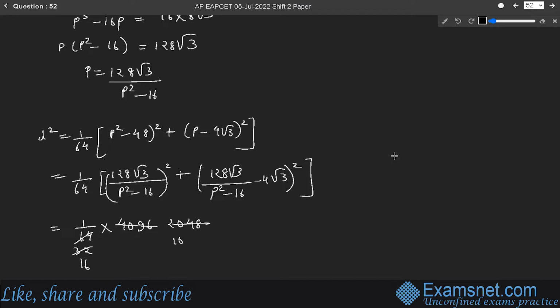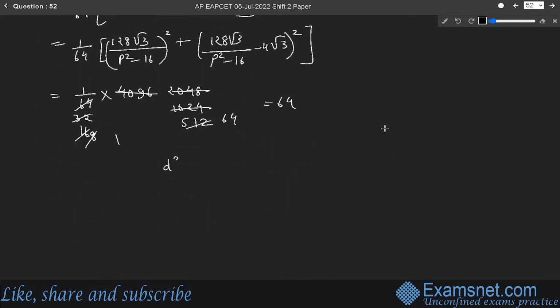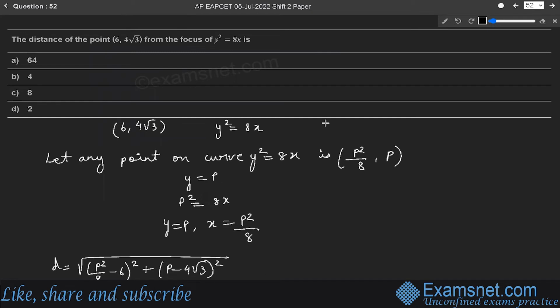It will be 1024. Again, it will be 8 and this will be 512. Again, 8 ones are 8 and 8 into 64 is 512. So we can say that it is equal to 64. It is the value of d². So d² is equal to 64. Therefore, d will be equal to 8. Hence, we can say that the value of d here is 8. So out of all the given options, the correct option is option C, which is 8.